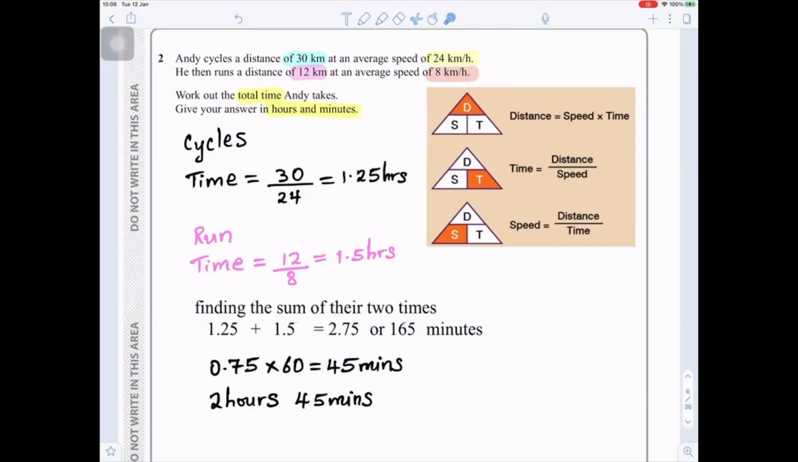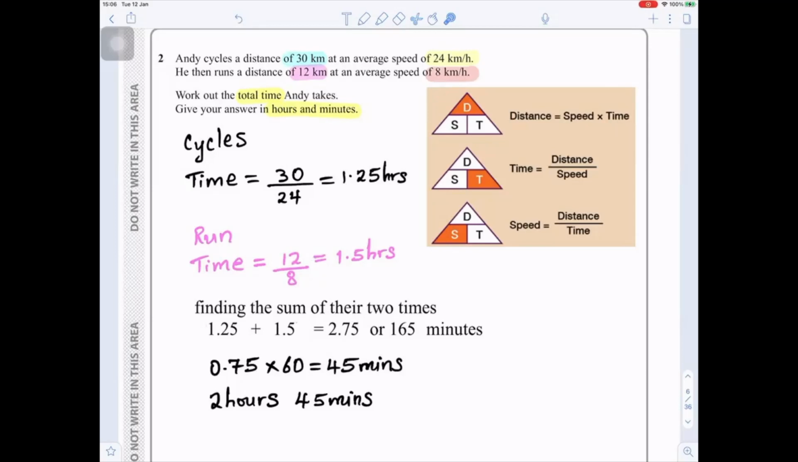So for the cycling, to work out the time, you cover T: time is distance divided by speed. The distance is 30. The speed is 24. So 30 divided by 24 is 1.25 hours. Doing the running, time is distance divided by speed. The distance is 12 kilometers and the speed is 8 kilometers per hour. So 12 divided by 8 is 1.5 hours.